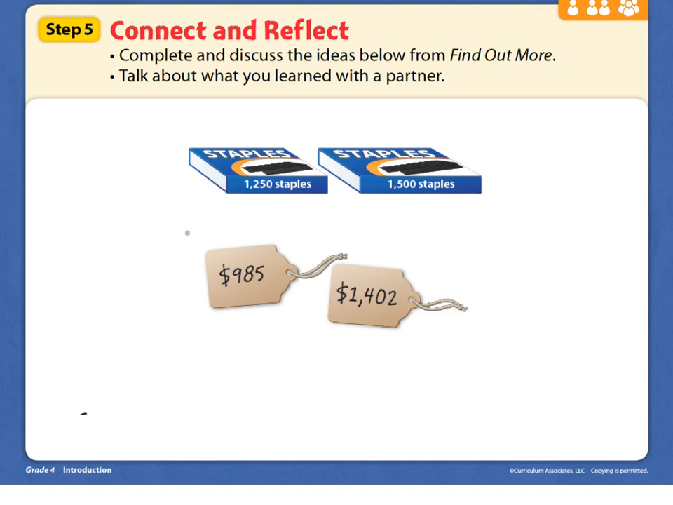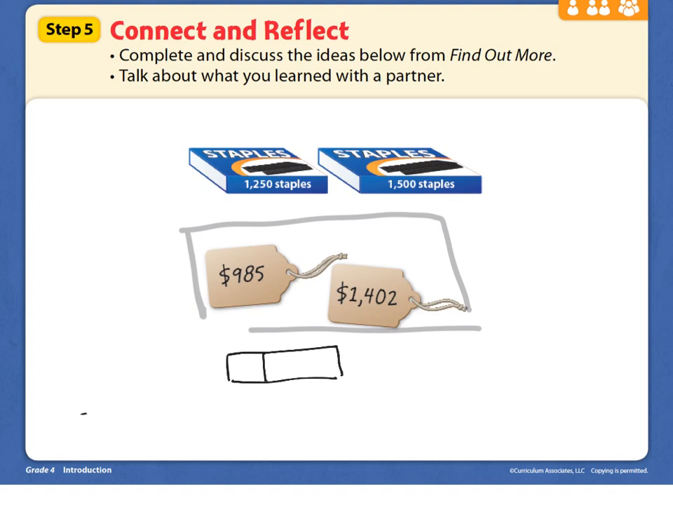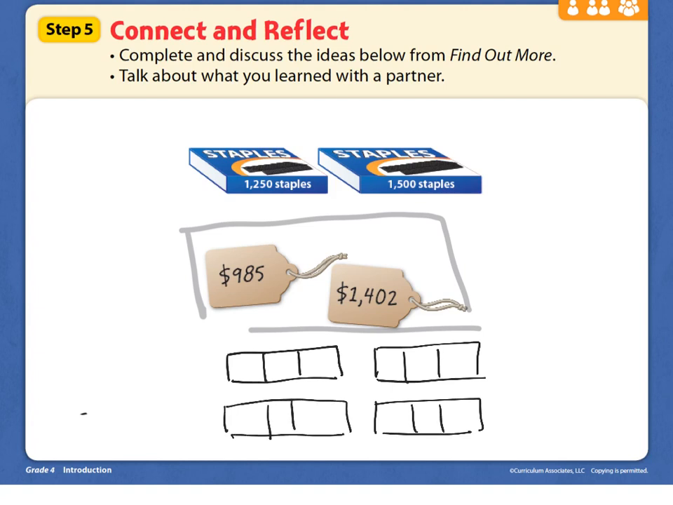Now we're going to look at the two price tags, and we're going to draw a comparison there. So again, I'm going to start with my place value charts. And with the number 985, I have 0 100,000s, 0 10,000s, and 0 thousands, 900s, 8 tens, and 5 ones. With the number 1,402, I have 0 100,000s, 0 10,000s, 1,400s, 0 tens, and 2 ones.